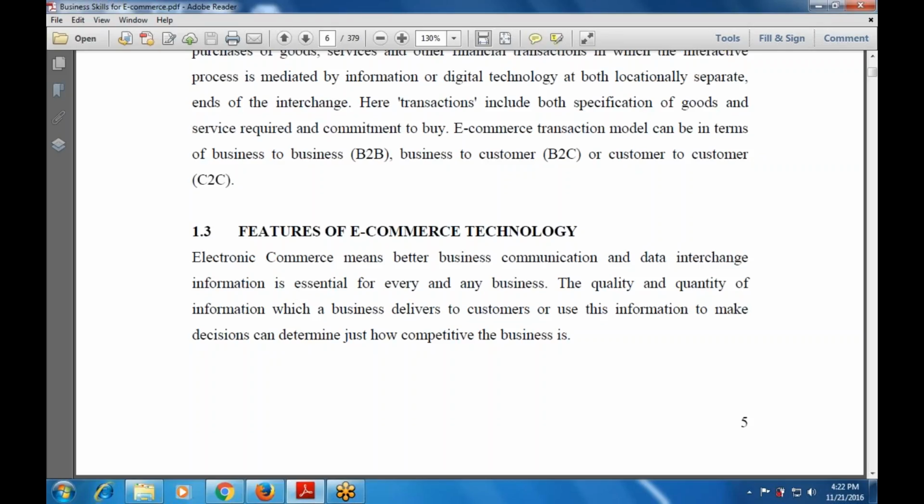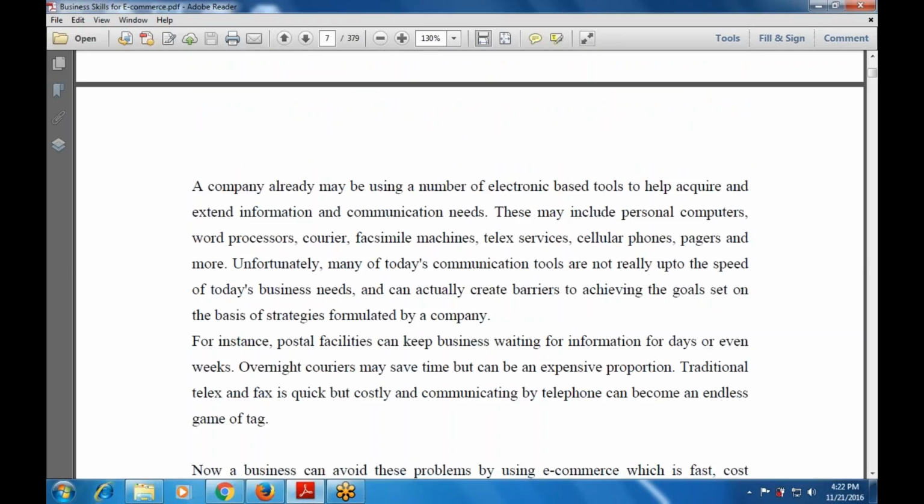The quality and quantity of the information a business delivers and uses to make decisions can determine how competitive it is with e-commerce technology. Companies already use a number of electronic tools to acquire and extend their information and communication needs, which may include personal computers, word processors, couriers, facsimile machines, telex machines, cellular phones, pagers, and so on.